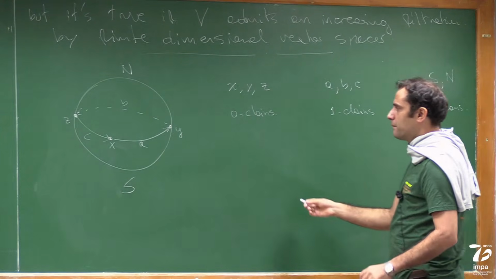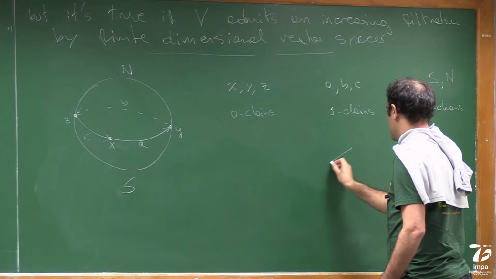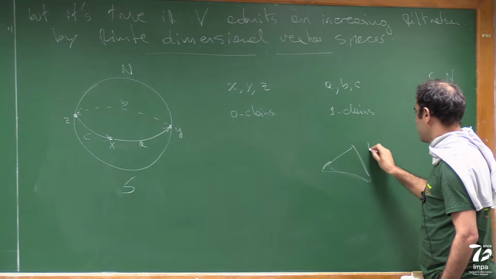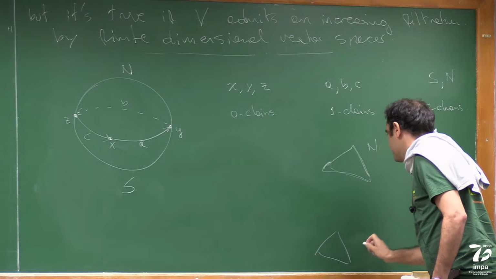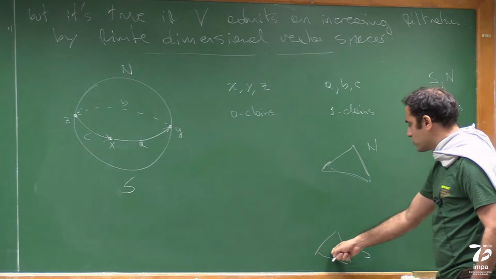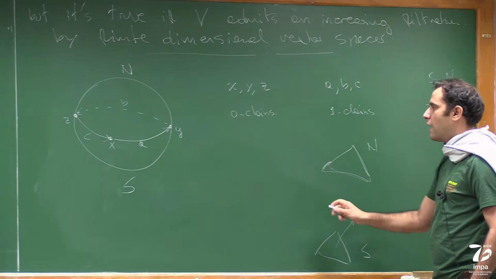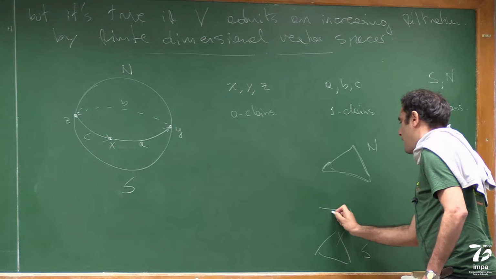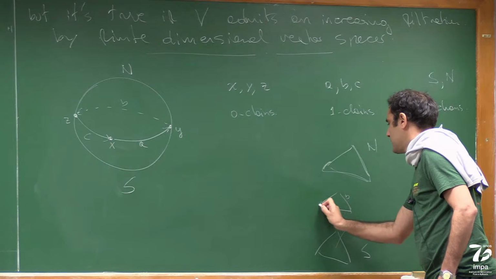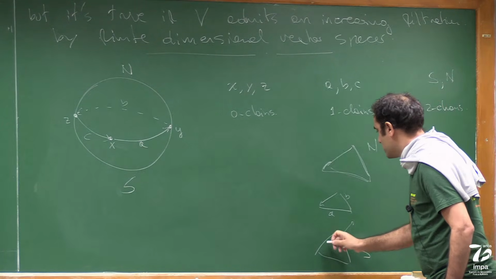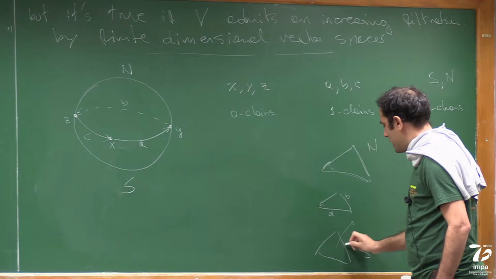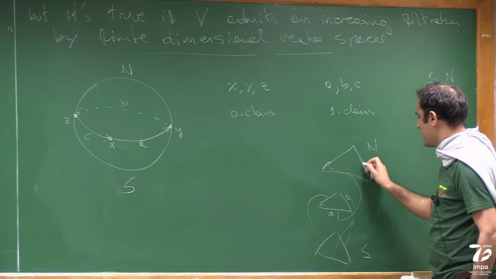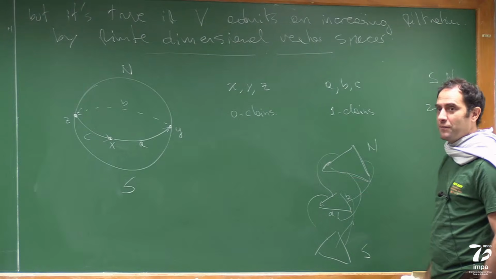So how do we glue them? Well, we have this 2 chain north, this 2 chain south, and the boundary of this guy is these one chains A, B, C, which we glue. This guy goes to A, this guy goes to B, this guy goes to C. And the same for here: this guy goes to A, this guy goes to B, this guy goes to C.